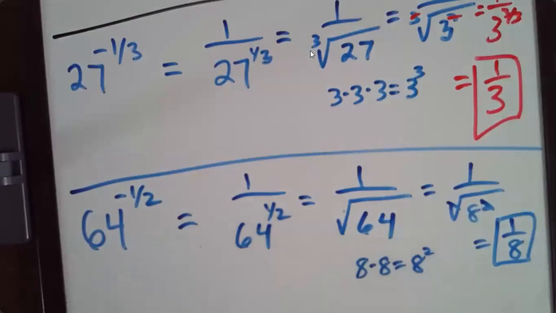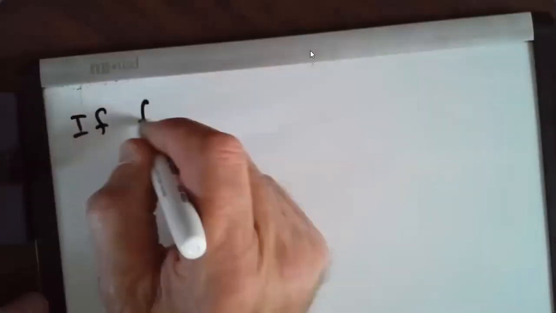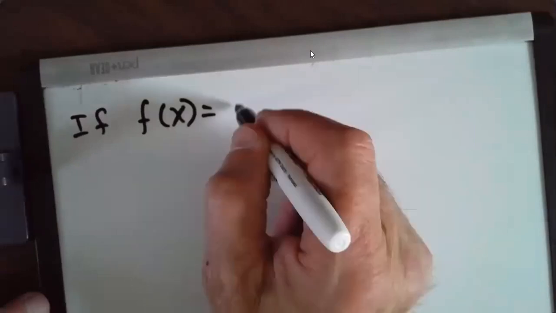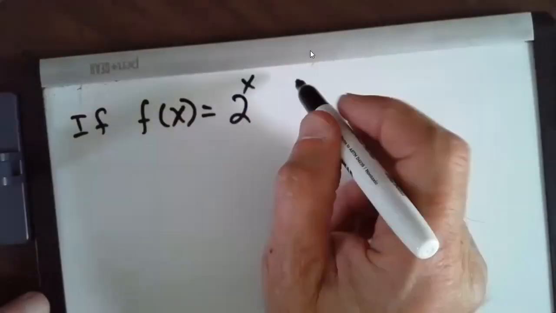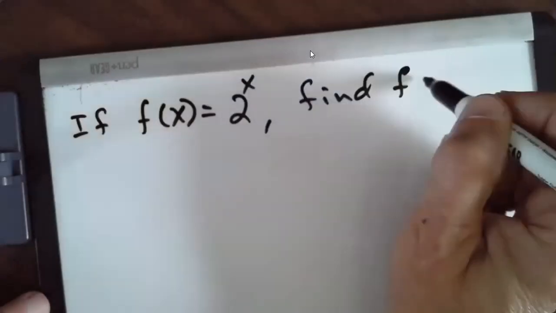Okay. Any questions with that? All right. So let's say that we want to find a different type of problem. Okay, here we're saying if f of x is equal to 2 to the x power, and we want to find f of negative 1.